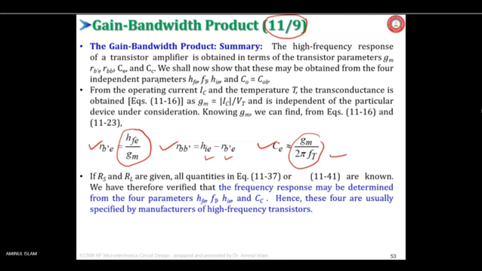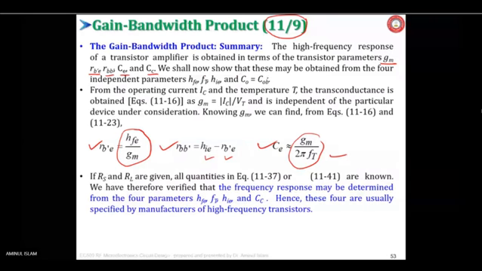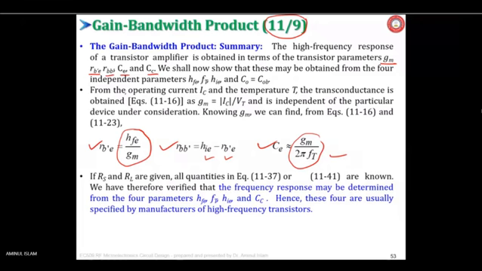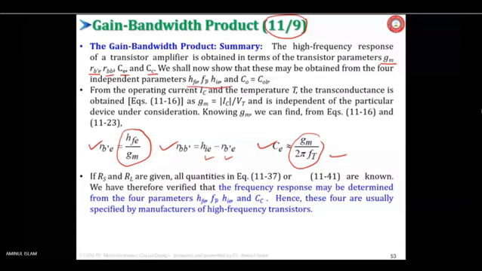are given in other chapters of this book. We are not going to discuss that, otherwise we will be late. The high frequency response of a transistor amplifier is obtained in terms of the transistor parameters gm, rb'e, rbb', Ce and Cc. We shall now show that these may be obtained from the 4 h parameters.